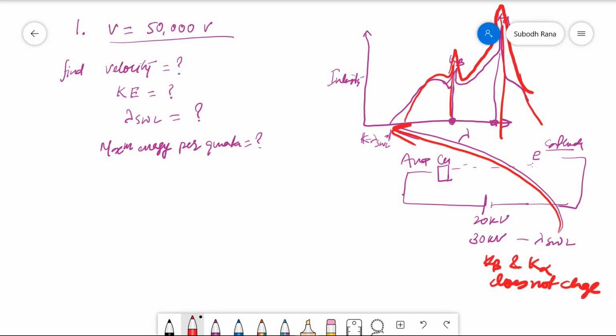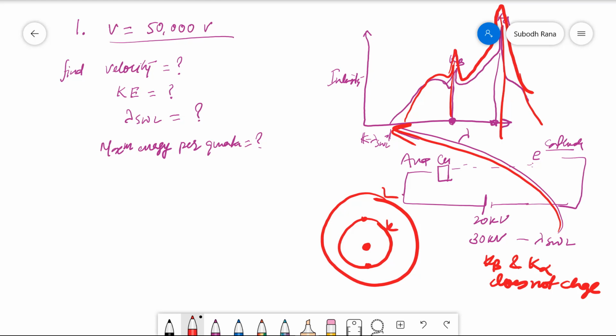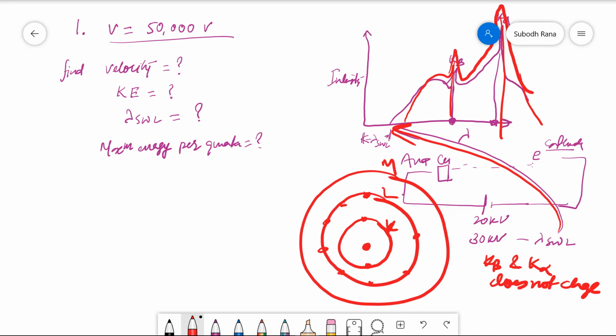Why does this happen? Because K alpha and K beta are called characteristic radiation. Characteristic radiation is always generated from shells, like the K shell, L shell, and M shell, 1 2 3 4 5 6 7.